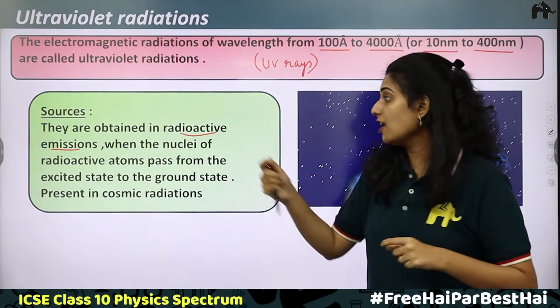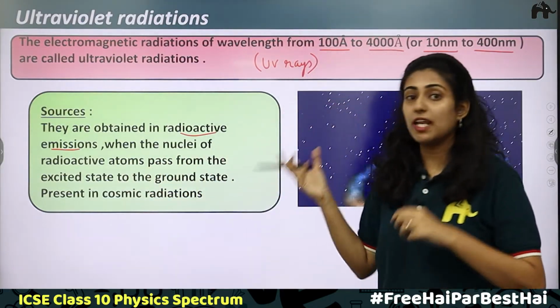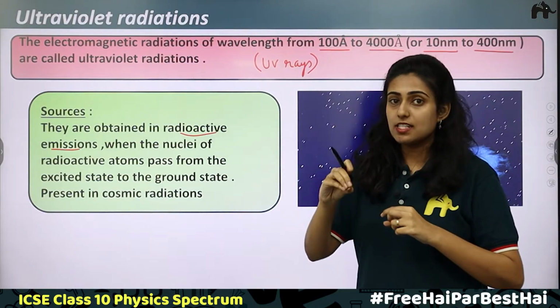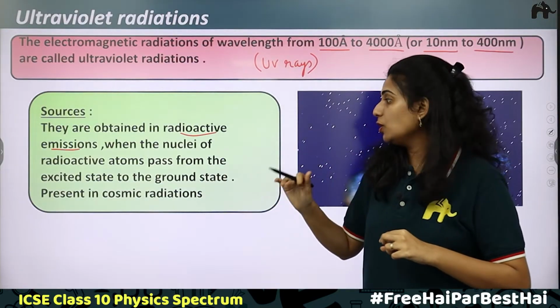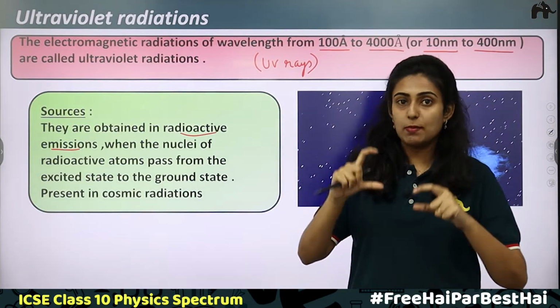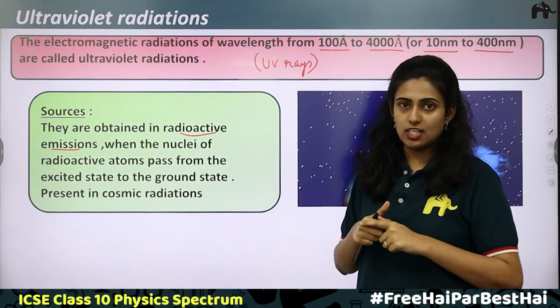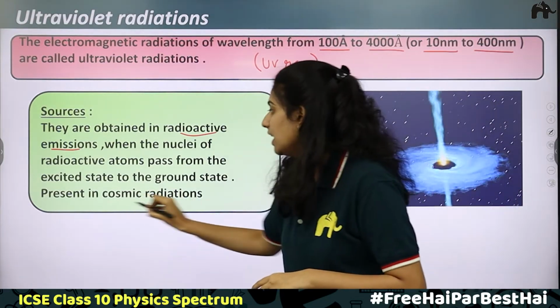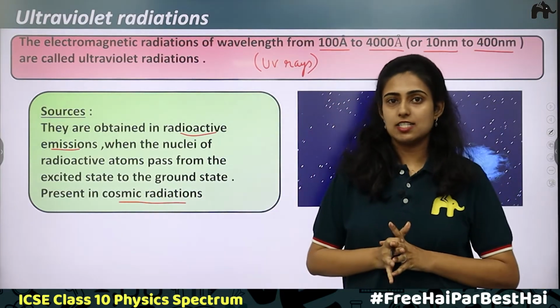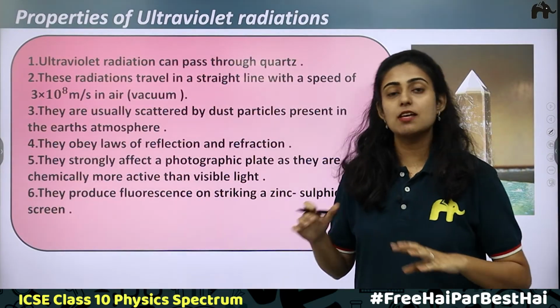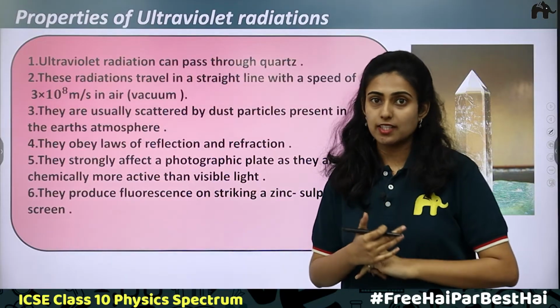When the nuclei of a radioactive atom pass from an excited state to the ground state, radiations are released and these radiations are the ultraviolet radiation. Also in cosmic radiations, these ultraviolet radiations are present. Now we'll discuss the important properties of ultraviolet radiation. We have discussed some common properties of all electromagnetic radiations.